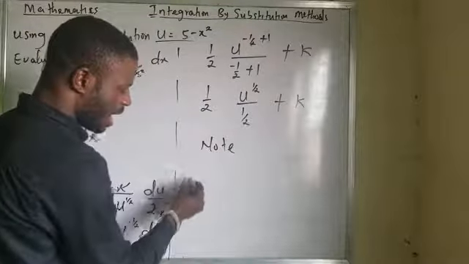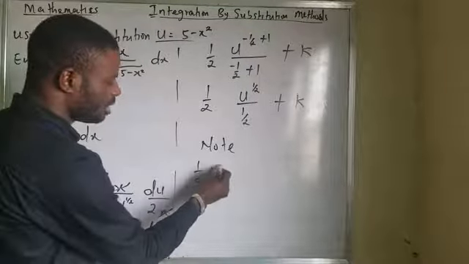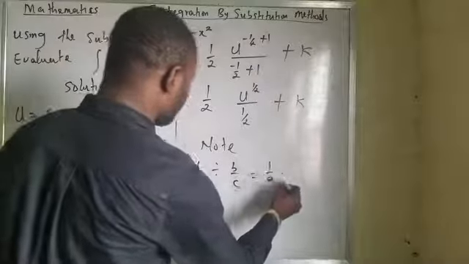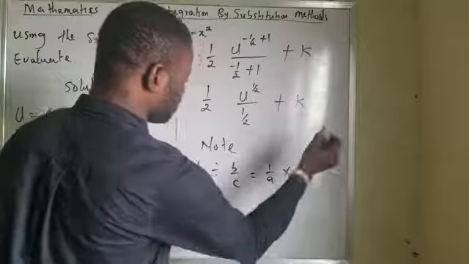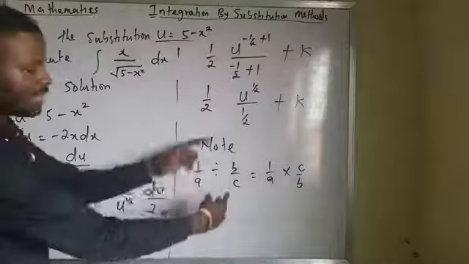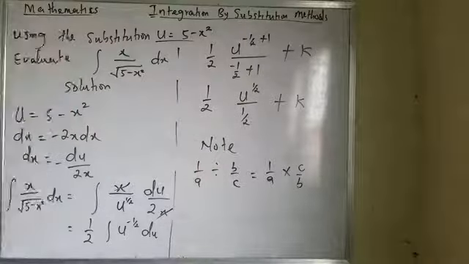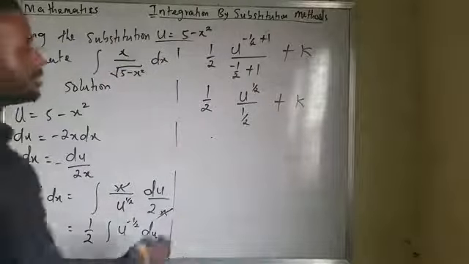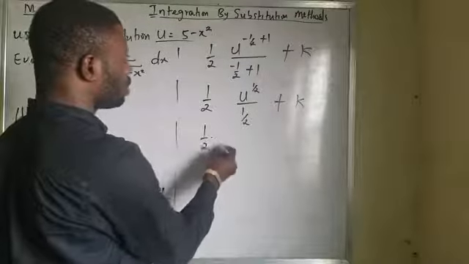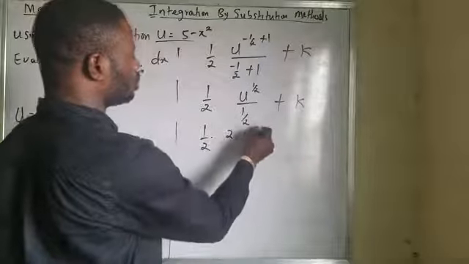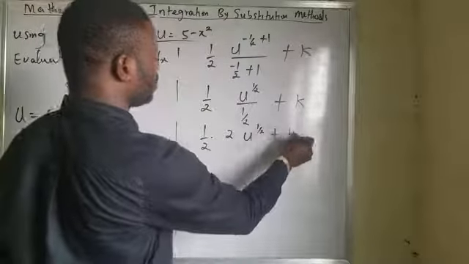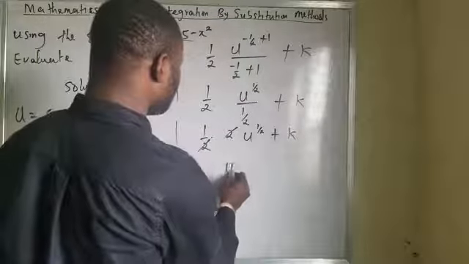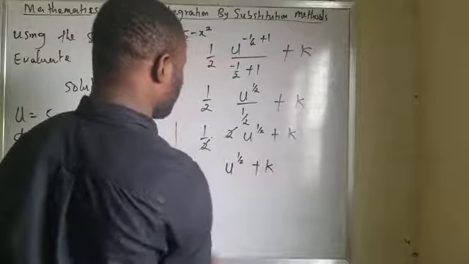Note this: when I have 1 over A divided by B over C, it is the same as 1 over A multiplied by C over B. When I'm dividing, I just switch over, you know, call it inverse. Take note of that. I can now say 1 over 2 times 2 u raised to power 1 over 2 plus k. This will cancel this. Now my answer becomes u raised to power 1 over 2 plus k.